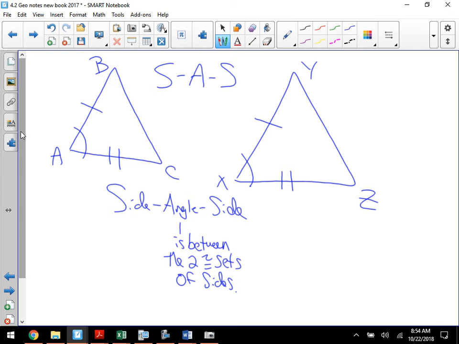Hey, just not to get too far ahead of ourselves, but what do you think AAS stands for? So it goes angle, then an angle, then a side. What do you think ASA stands for? Angle, side, angle. The side is between the two sets of angles. What don't you see?